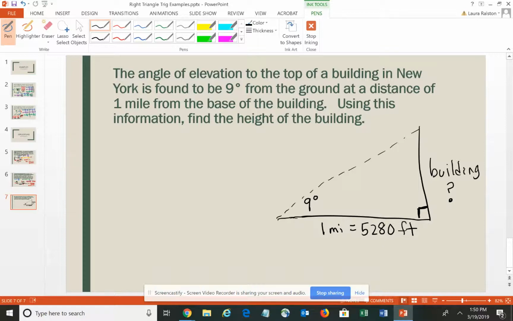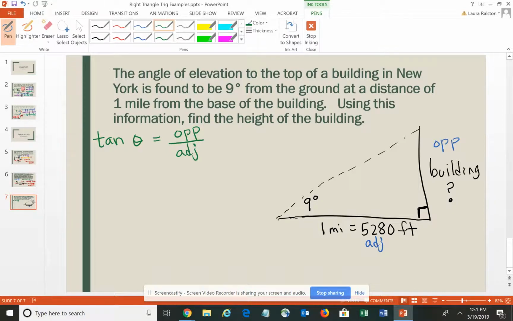Okay, so I have my point of reference looking at my angle. The building height is going to be the opposite side from the angle, and the 1 mile is the adjacent side. So I know some things about the opposite, I know some things about the adjacent, and I have an angle. And again, when I think of those 3 things in my mind, I think, oh, I can use tangent. That's why you need to become familiar with those relationships. So the tangent of an angle is the opposite over the adjacent.